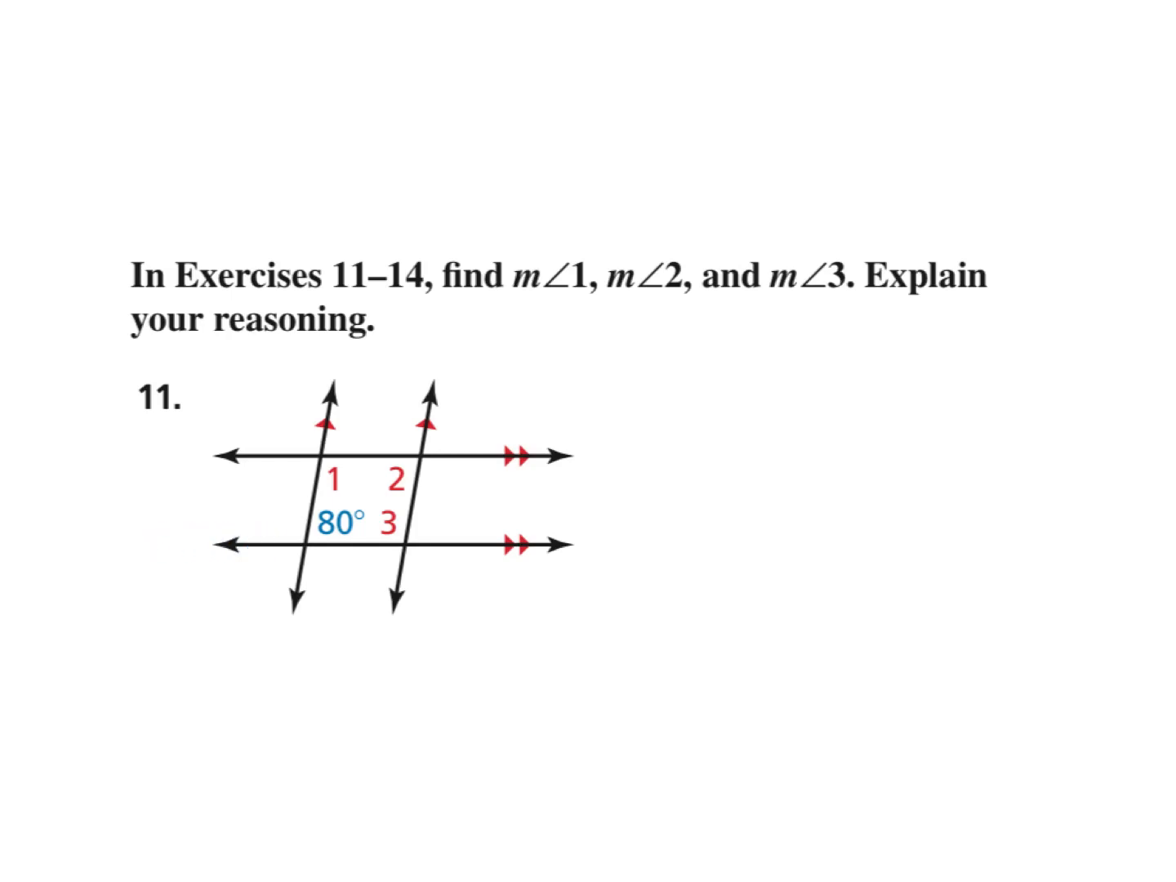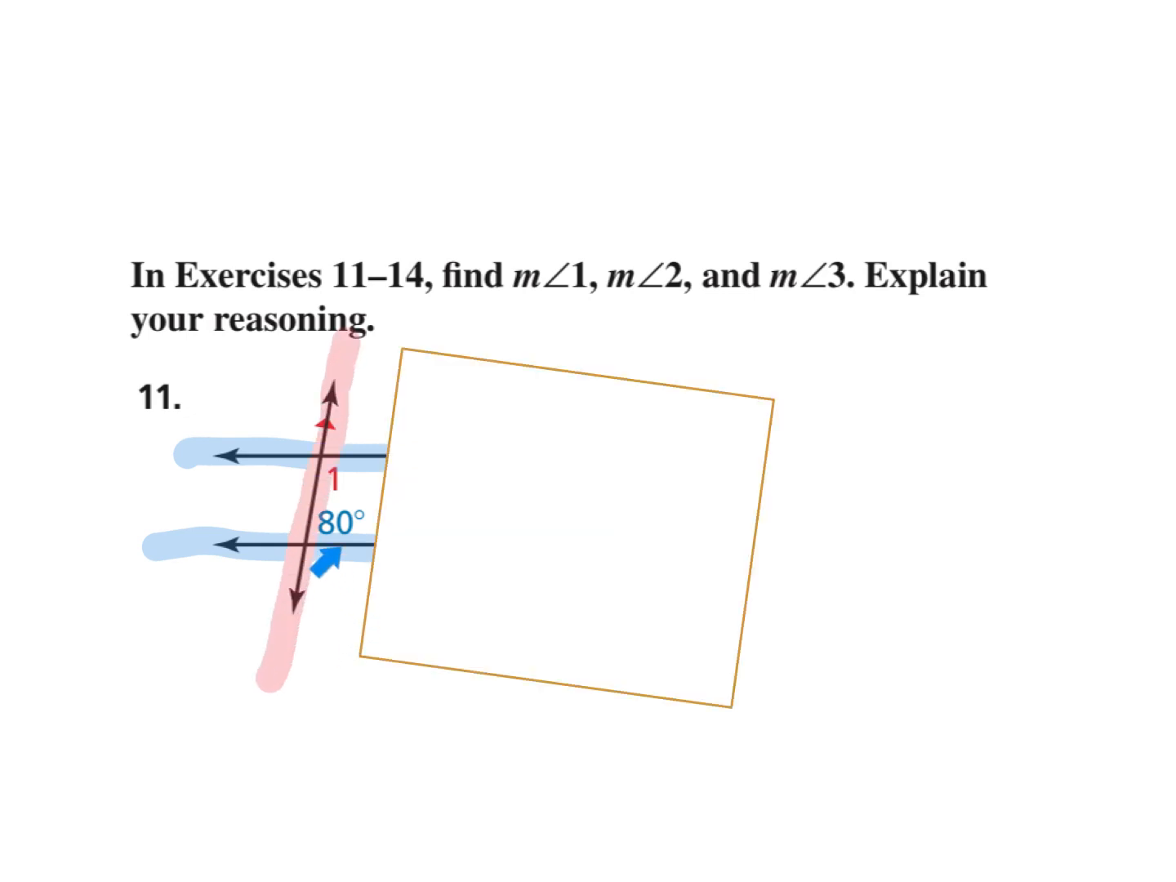All right, number 11. First, we will use these two parallel lines, and just think of this as a transversal. When you do that, you'll notice that angle 1 and the 80-degree angle are consecutive interior angles. They need to be supplementary, so the measure of angle 1 is 100 degrees.